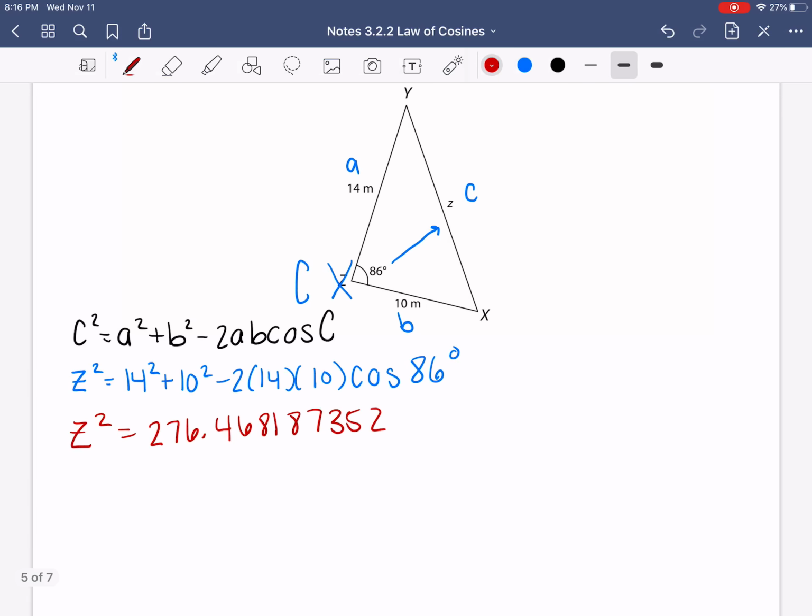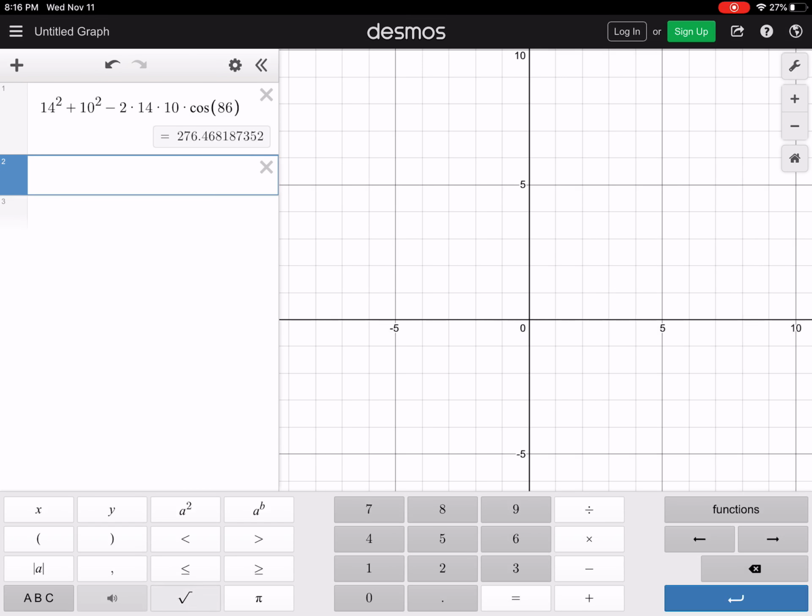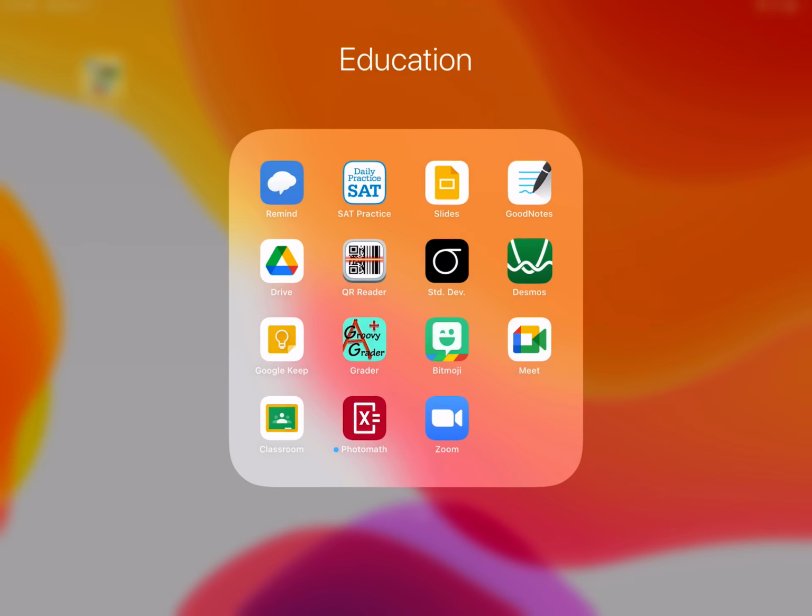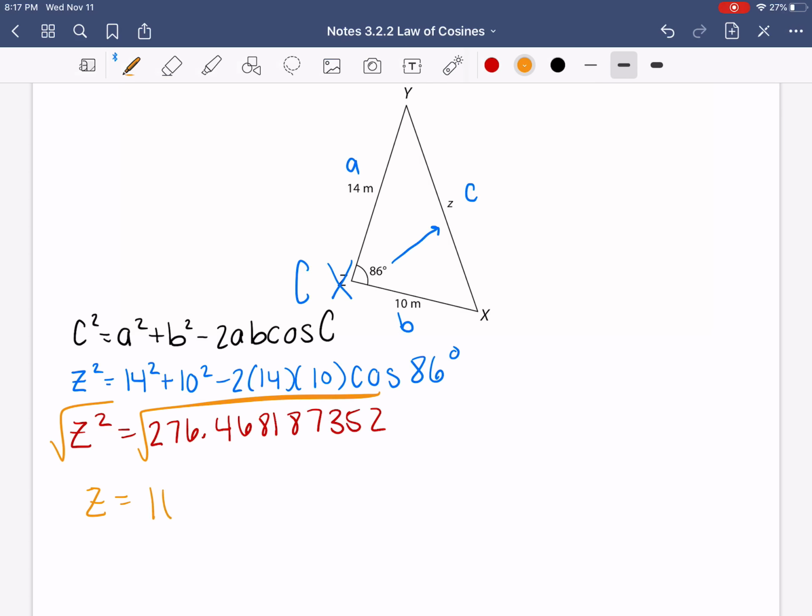All right, then in order to get z, which is one of the sides, we just have to take the square root and that will give us side Z, and it's going to be in meters because that's what the other ones were. So in Desmos, I'm going to take the square root. I get 16.6. It doesn't tell me where to round, so we're just going to go one decimal place. We'll do 16.6. Since there's a 2 after, it will stay. So we're going to do 16.6 meters for side Z.